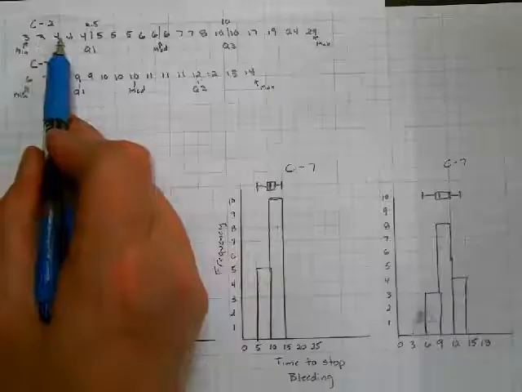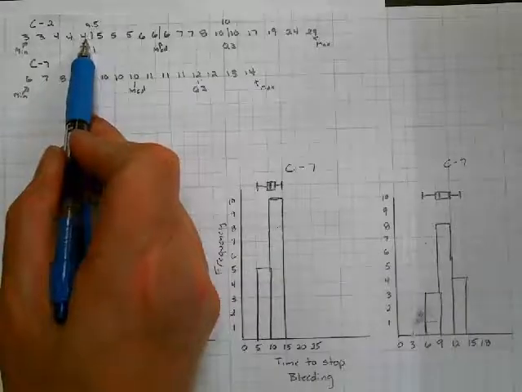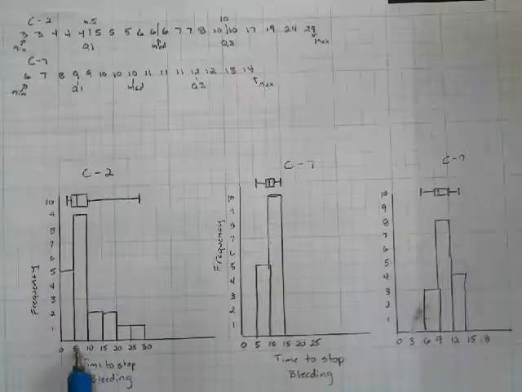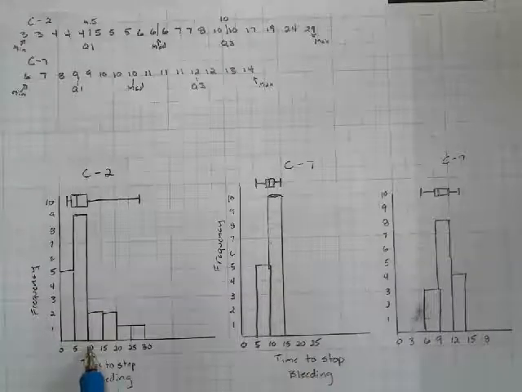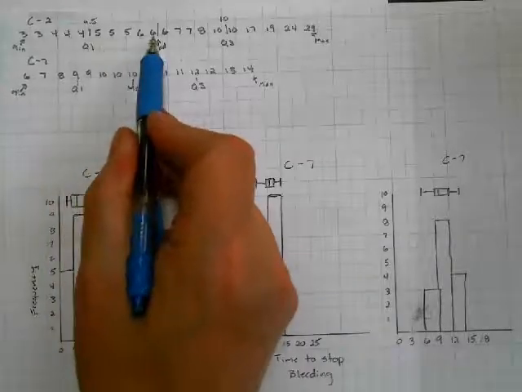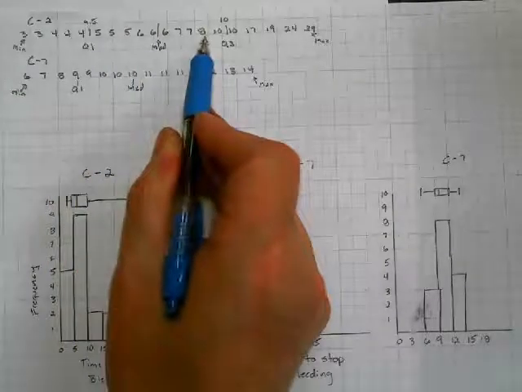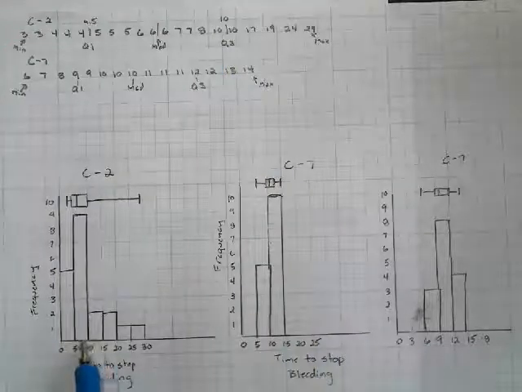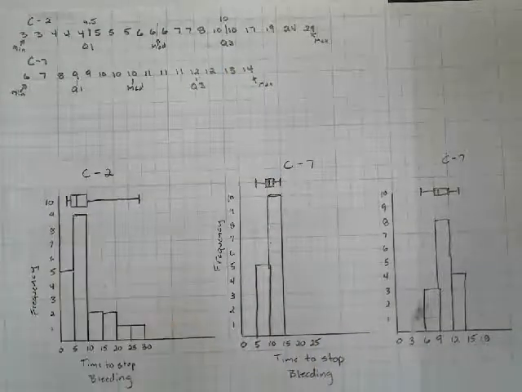So it goes up to 5. Now my next bin starts at 5 and ends before I get to 10. So I've got 1, 2, 3, 4, 5, 6, 7, 8, 9, and I don't include 10 in this bin. 10 starts the next bin. So this goes up to 9. That's my biggest bin.